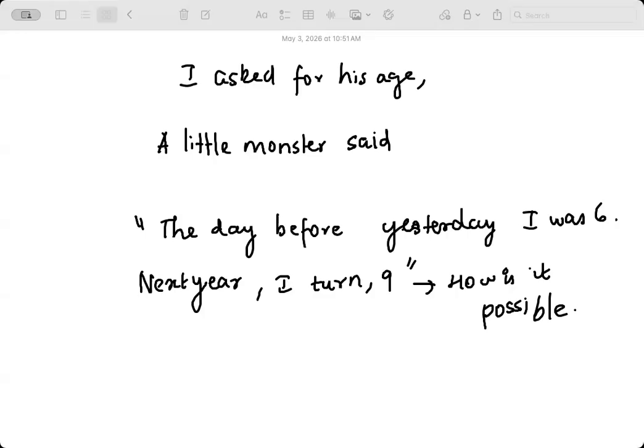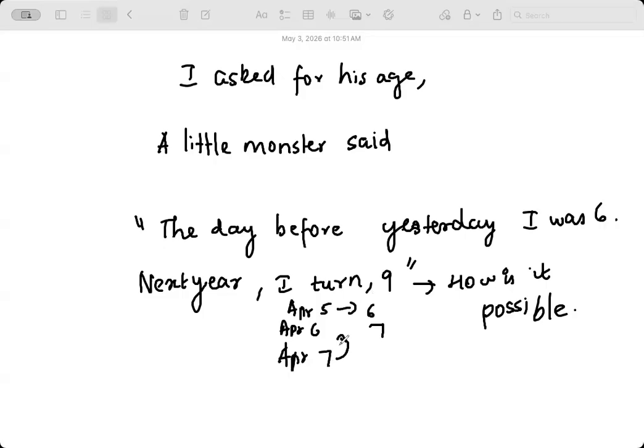Okay, let's say his birthday was yesterday. Let's assume today is April 7th. The day before yesterday, and yesterday he turned 7, let's say. April 6, you're saying he turned 7, okay? So the day before yesterday, April 5, he was 6, correct?